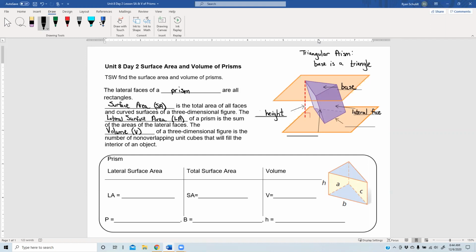This arrow here is pointing to an edge of one of the lateral faces. So we call this a lateral edge. And then this arrow is pointing to an edge that's next to a base. So it's next to a base, therefore it's called a base edge.